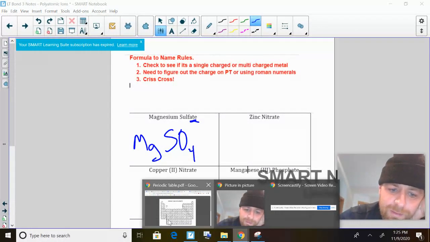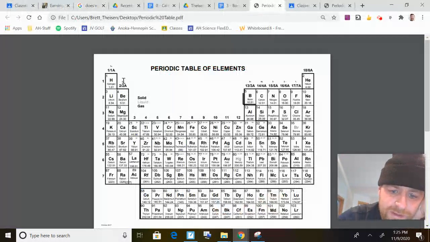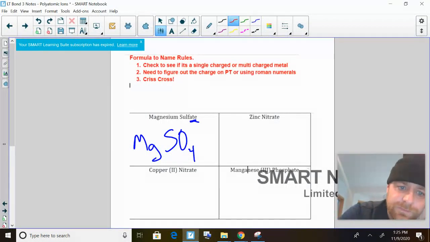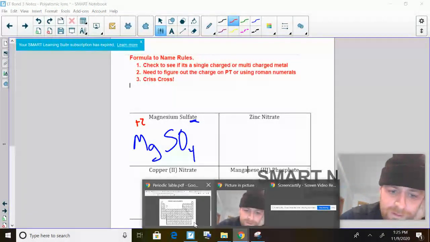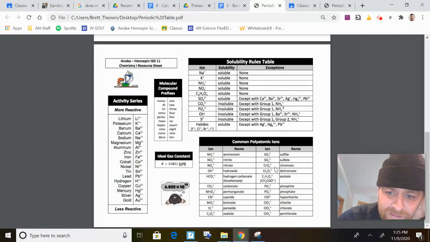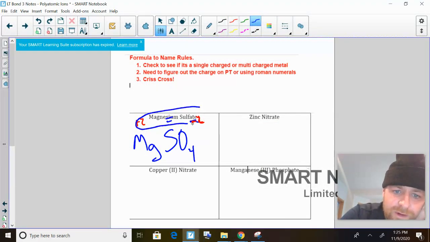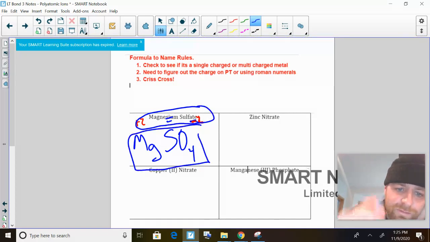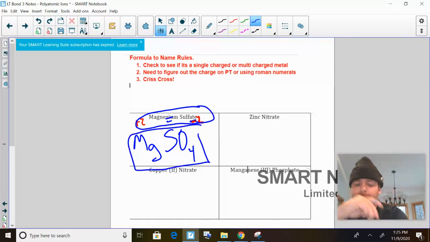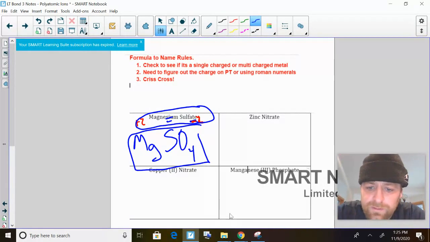Now let's go to my periodic table and check out what Mg is. Mg is +2. And for sulfate, I look on the backside of my periodic table, and I find that sulfate is -2 overall. Our crisscross rules say if these are equal, don't crisscross. So my final answer is MgSO4. Alrighty. Go ahead, pause the video here, see if you can do zinc nitrate.